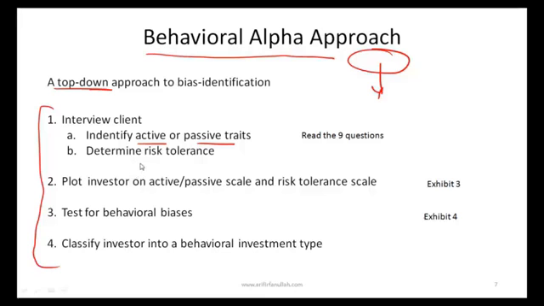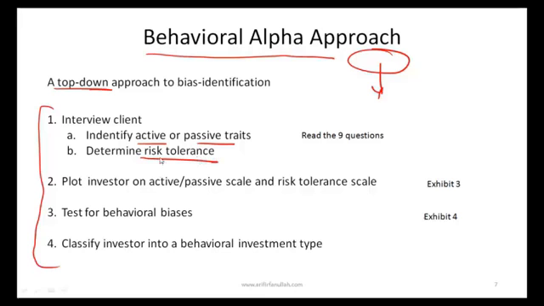So you ask questions to identify active versus passive traits, and obviously you ask questions to determine risk tolerance. Generally, people who are identified as having active traits will tend to have a higher risk tolerance, or they would be relatively less risk averse, and the other way for passive traits. But all these are on a scale. It's not binary. You are not active versus passive, you might be somewhere in the middle, and even risk tolerance is on a scale.